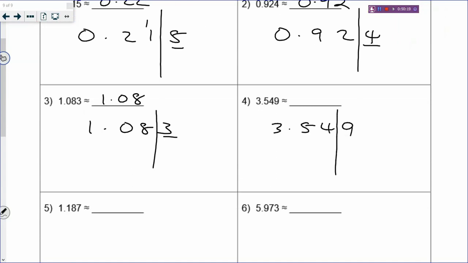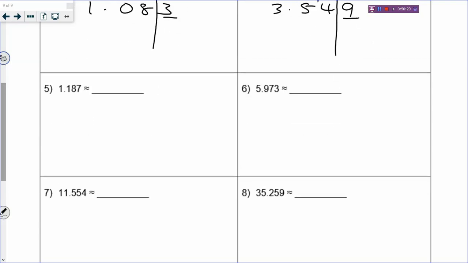Next one. 3.549. Draw a line to show your two decimal places and look at this digit. Is it 5 and bigger? Yes. So 3.55. Let's go down. How about 1.187? Draw a line to show two decimal places and look at the digit 7. Is it 5 and bigger? So add 1, and you get 1.19. Next one.